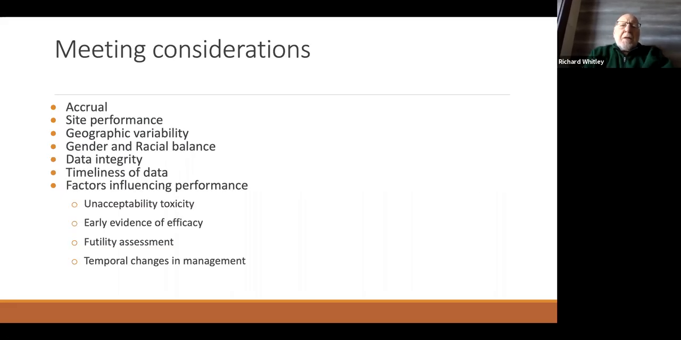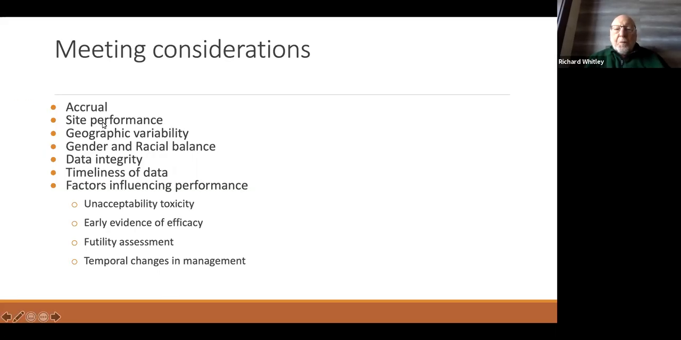Okay, what about meeting considerations? What does the committee really need to pay attention to? Well, first of all, we pay attention to accrual. And we make sure that accrual is meeting what we would accept as the standards established by the sponsor. Sometimes that's a problem. Look at what happened with COVID-19. Now forget the vaccine trials, but look at cancer trials or look at therapeutic interventions for other diseases. Patients simply could not get to a study site to participate in a clinical trial.